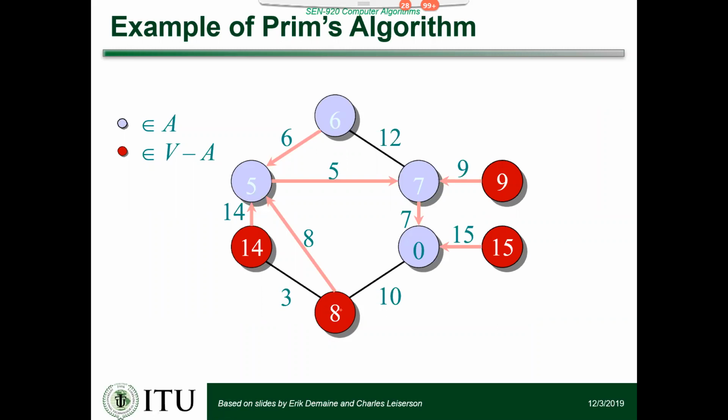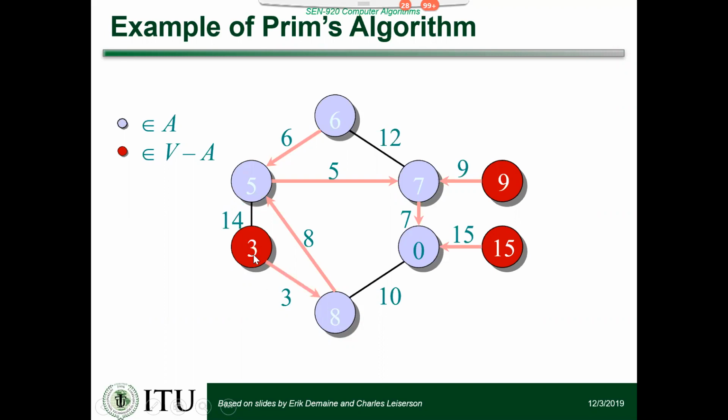And next you choose 8. There is this new edge that becomes a cross edge. So this key will need to be updated because this becomes the smallest cross edge incident to it. Between 3 and 14, 3 is the smallest. Therefore, the key of this vertex will need to be updated to be 3.